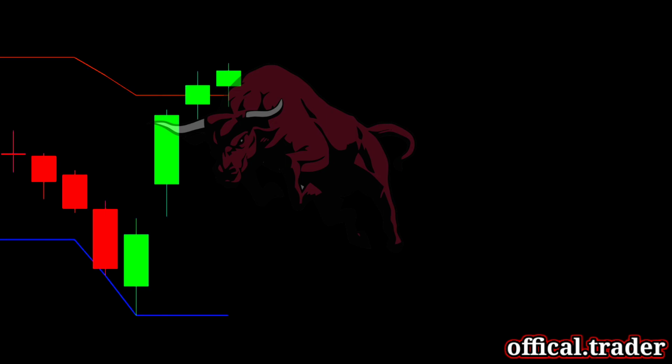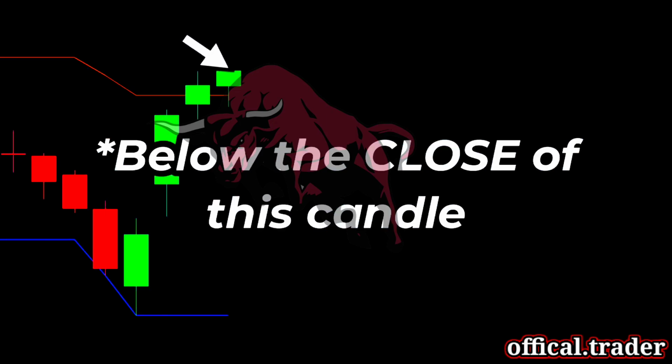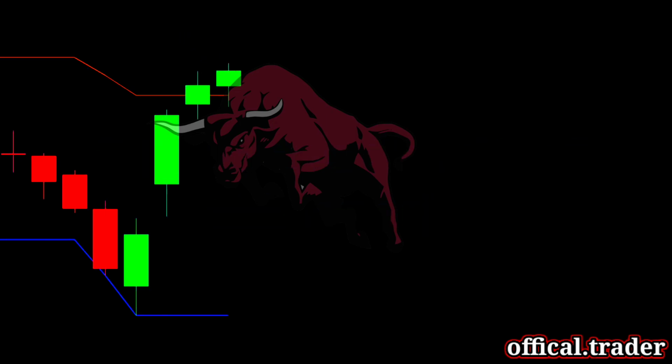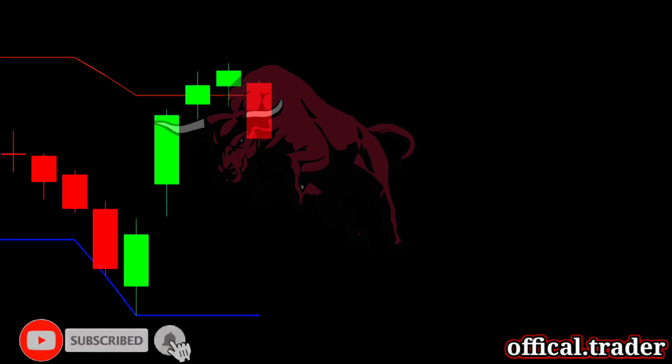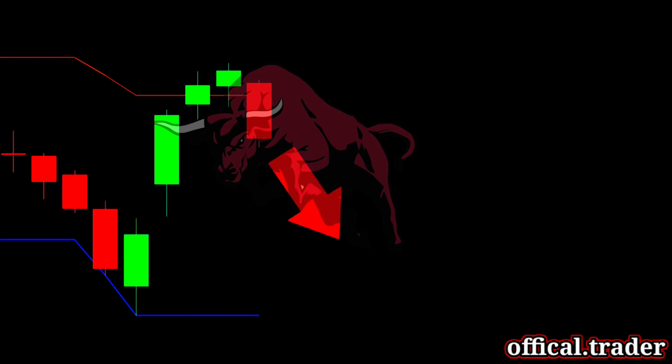Now, we want the 4th candle to close below the low of this candle. And that is exactly what happens here. We see that the 4th candle is a red candle that closes below the close of the previous candle. This shows us that the price has successfully completed a pullback and will now make a down move. So we will enter a sell trade on the close of this candle.